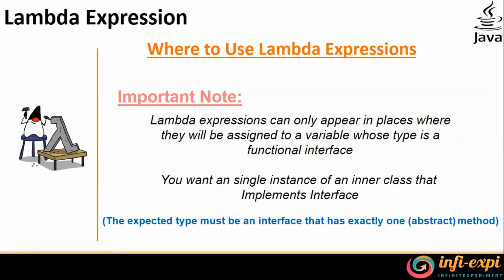Now, you want a single instance of an inner class that implements an interface. This statement we already discussed in detail in the earlier videos when we were discussing the anonymous inner class. If you want such a single instance of an anonymous inner class representation here, then obviously you can go for Lambda expressions. The expected type must be an interface that has exactly one abstract method, that is, a single abstract method. If you have this rule, then you can achieve this Lambda expression.